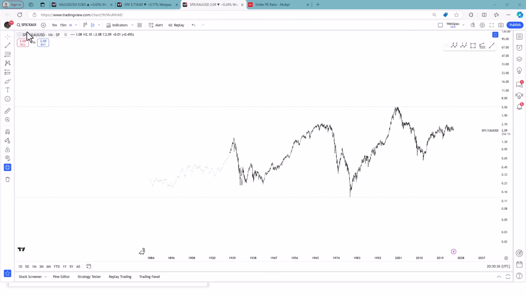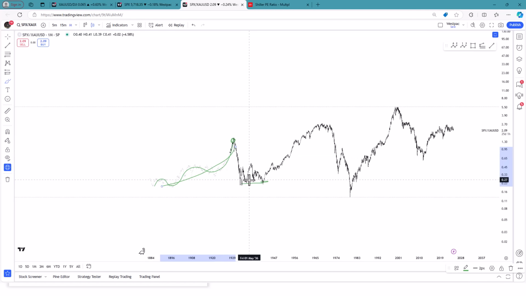Okay, this chart here is the S&P 500 against gold. So what it means is when the chart's going up, the S&P 500 is outperforming gold. When the chart's going down, it means that gold is outperforming the S&P 500. You'll notice the dates here. See here, this is the bull market leading up to the top of the Great Depression. Then we had our retrace, found our bottom.